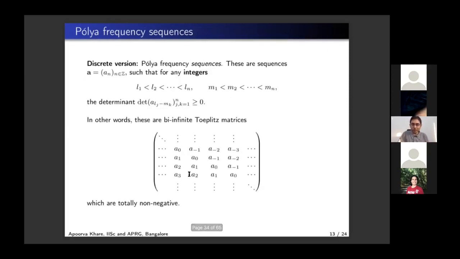In other words, you look at this bi-infinite Toeplitz matrix. A0 on the diagonal when x equals y, A1 on the sub-diagonal where x is bigger than y, A minus 1 when x is less than y, and so on. Take finitely many rows and finitely many columns, the determinant is non-negative. That is a Polya frequency sequence. It's literally, again, a totally non-negative function or kernel on Z cross Z.